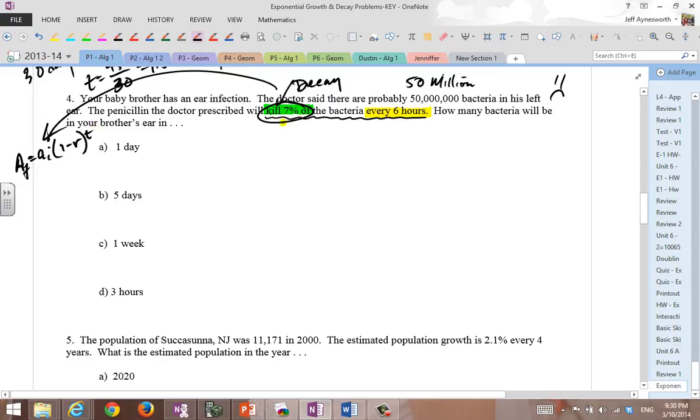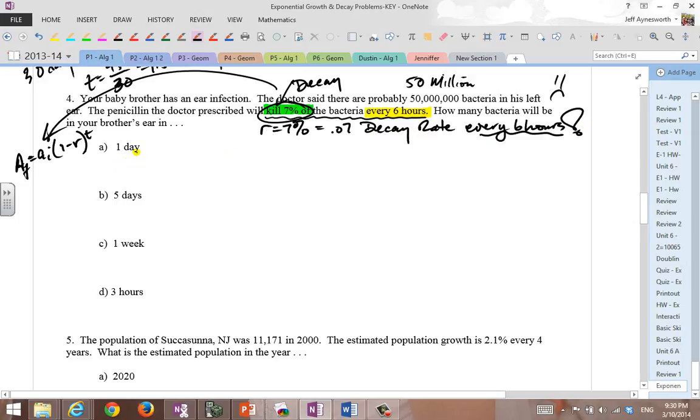Now, I know the 7% is the decay rate. So R is equal to 7%, which is 0.07. This is the decay rate, or rate of decay. Now, every 6 hours, that's important. Every 6 hours. Underline that. That is super important. The question is, how many bacteria left after 1 day?